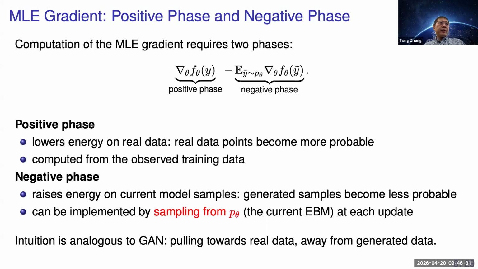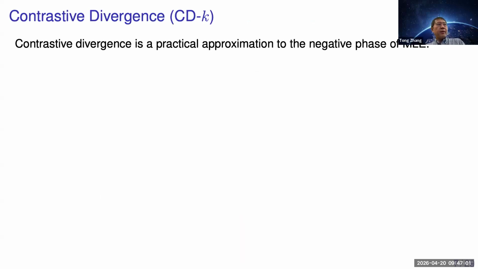Okay, the intuition is analogous to GAN. You're pulling towards real data and away from generated data, right? Especially WGAN, if you look at this formula. Anyway, this is the kind of thing we want to implement if we want to do maximum likelihood. If we cannot sample y tilde precisely from p theta, we can only do an approximate sample. And approximate sampling is something we want to talk about, the so-called contrastive divergence.